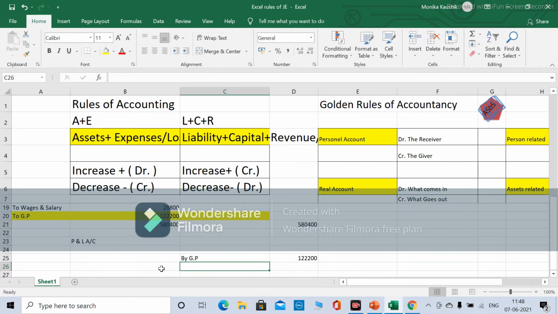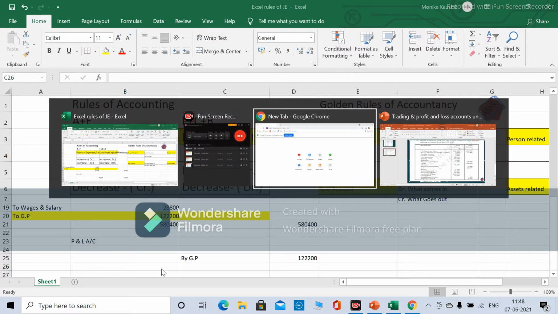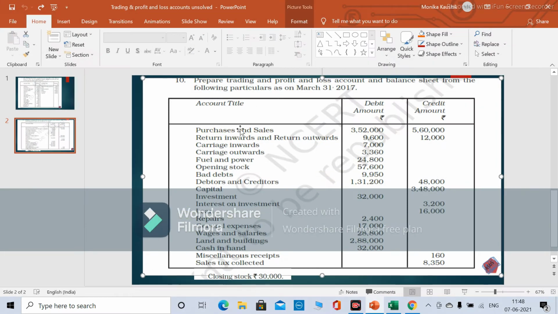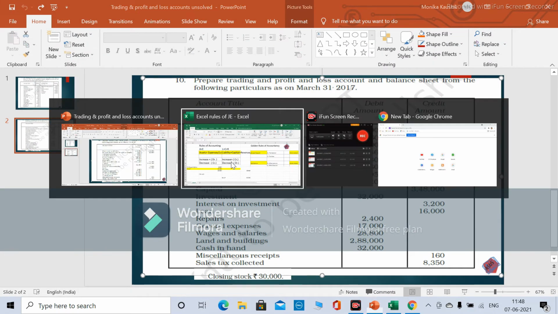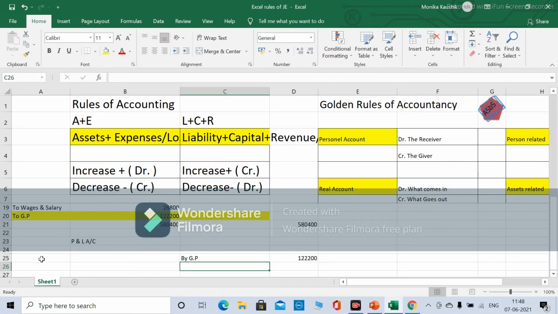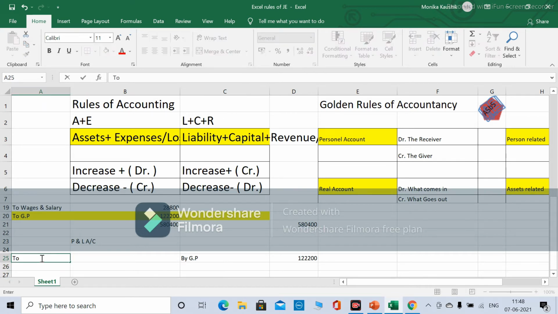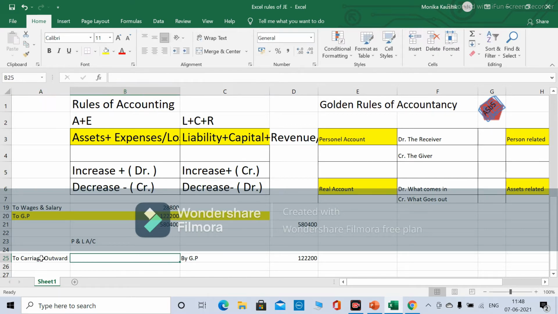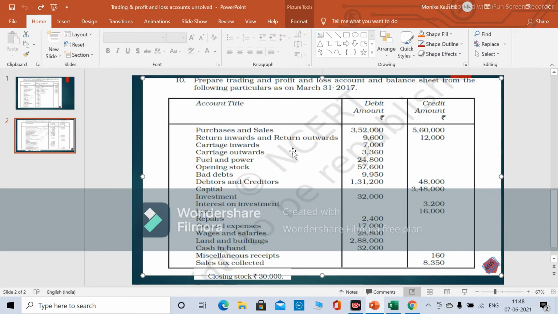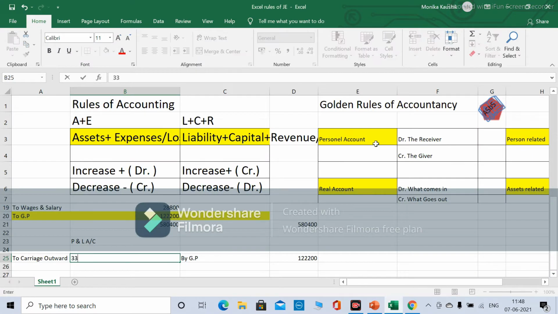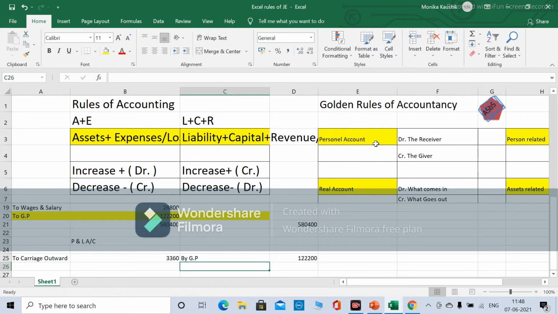122,200. Okay. Now let's see the other terms. Carriage inward, carriage outward. Carriage outward would go here. Inward we have already taken. Carriage outward is the indirect expense. 3,360.